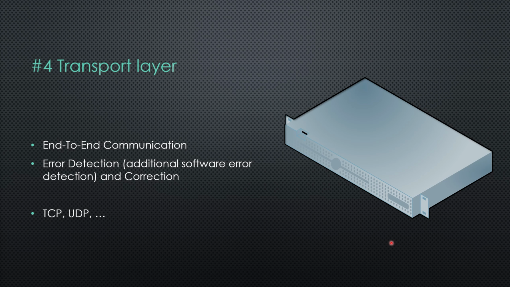It also provides additional error detection and correction. This is actually redundant. It's not going to use the error detection from the basic networking package, because the networking package error detection is most of the time not forwarded by a switch.